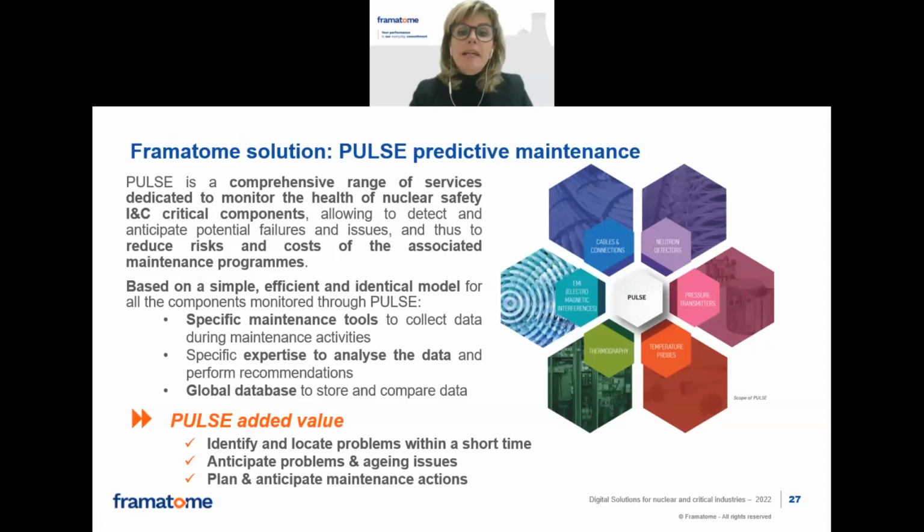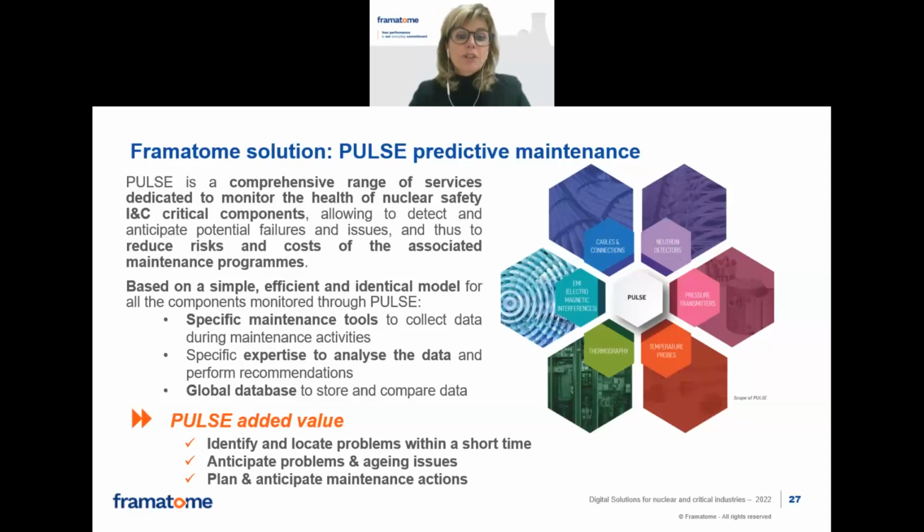Now, if we have a look on the pulse solution that was implemented in the scope of this use case, overall look, Pulse is a comprehensive range of services to monitor the health and nuclear safety of INC critical equipment, allowing to detect and anticipate potential failures and issues before they occur. It is a predictive maintenance solution that helps utilities to reduce risk and costs for their INC systems.